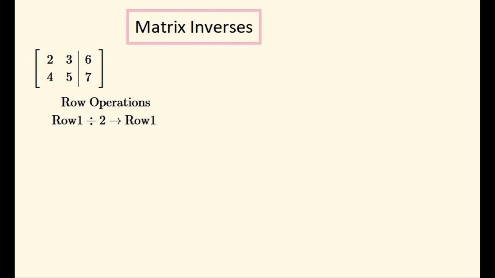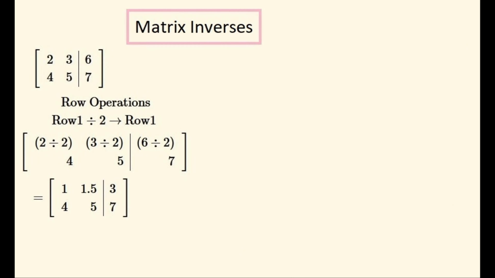The first of these operations is to divide every element in the first row by 2. This is to make the leading element equal to 1, and because the leading element at the moment is 2, then this is the number to divide the row by. We'll write out the operation, all of the numbers in the first row being divided by 2. And so this is the first matrix after this row operation, with the leading element being equal to 1.